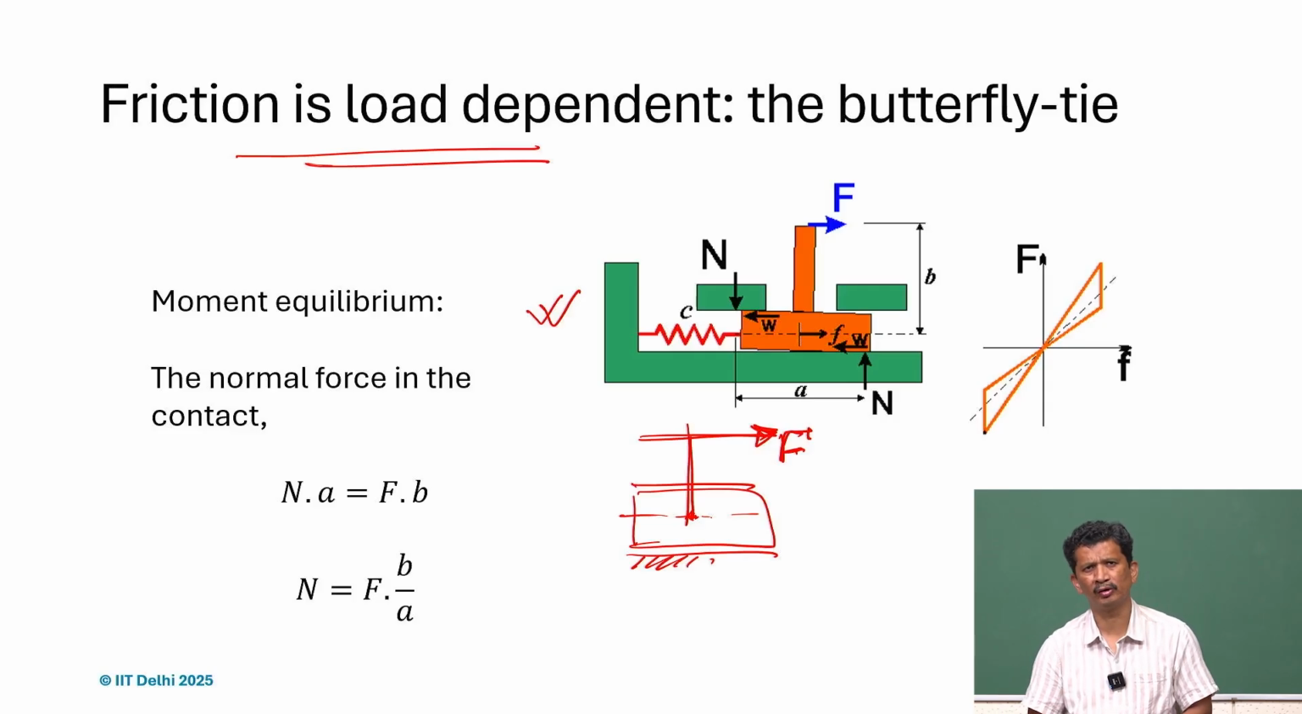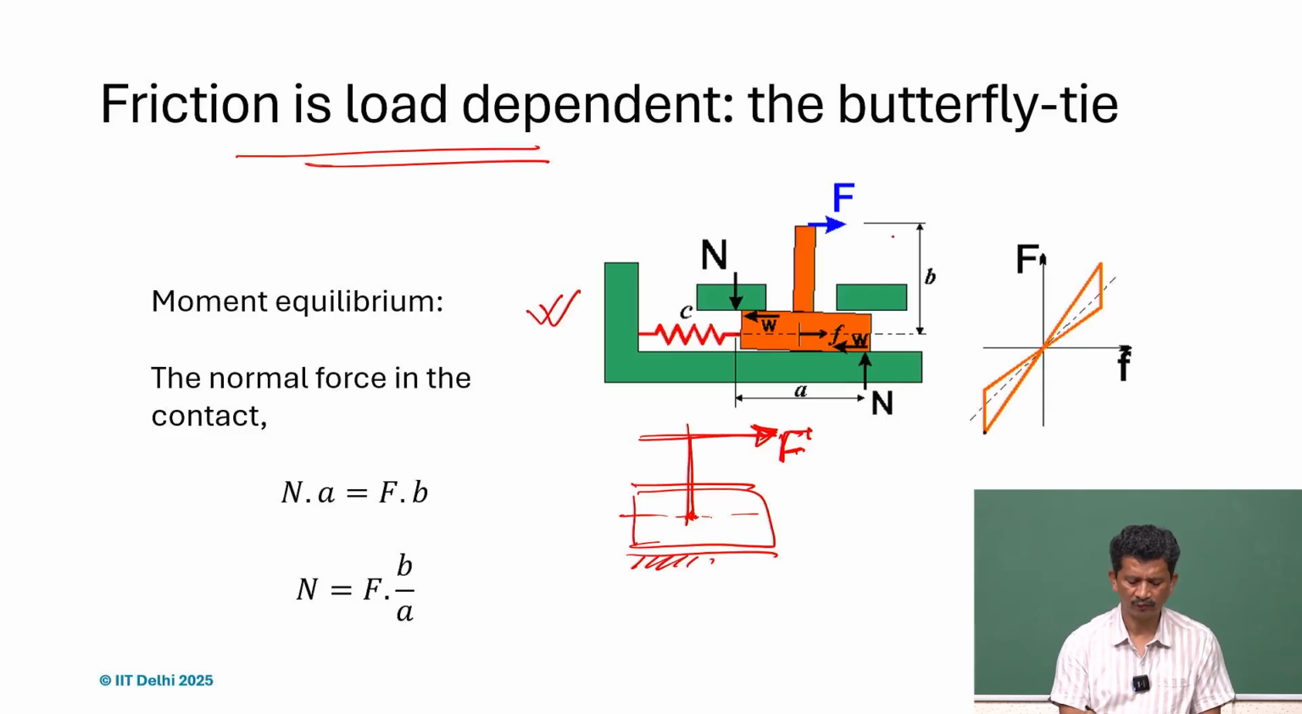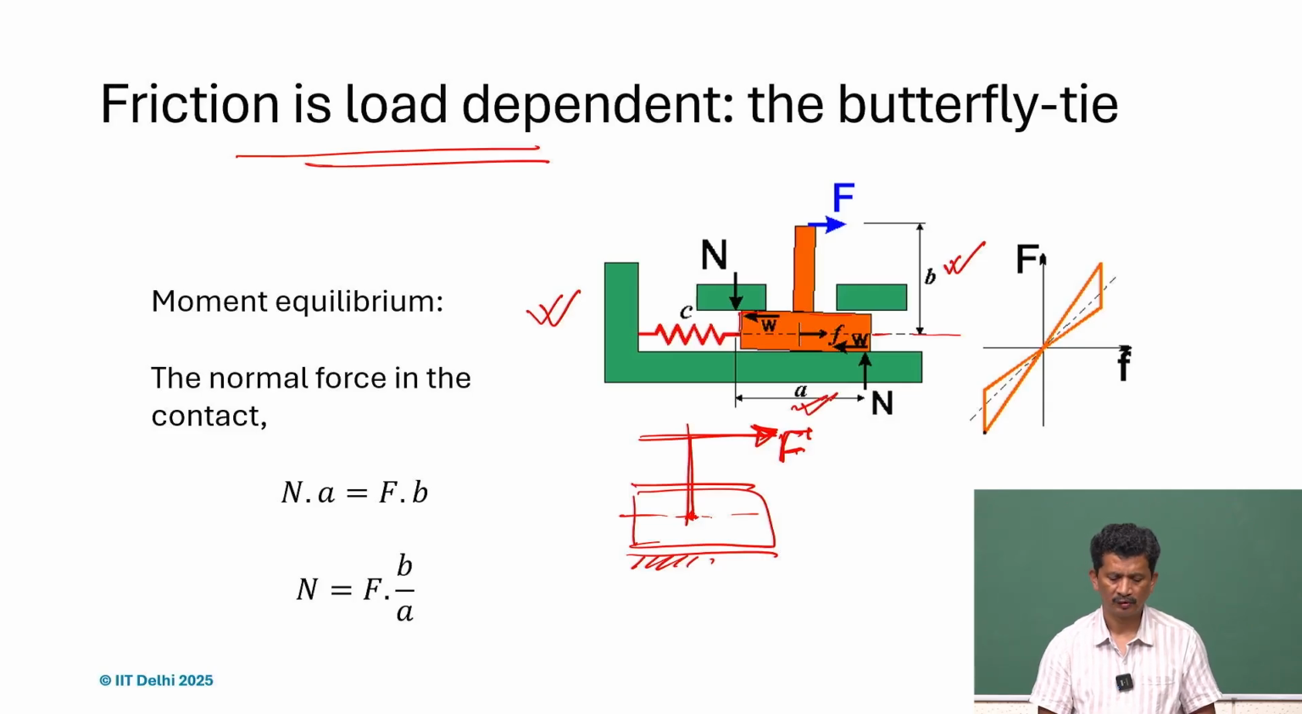The actuator can be offset. And what happens in this case? If the force is applied at a point with an offset b from the center axis, and the length of the block or the guide is a, what will happen? We get this kind of hysteresis plot, which is load dependent.